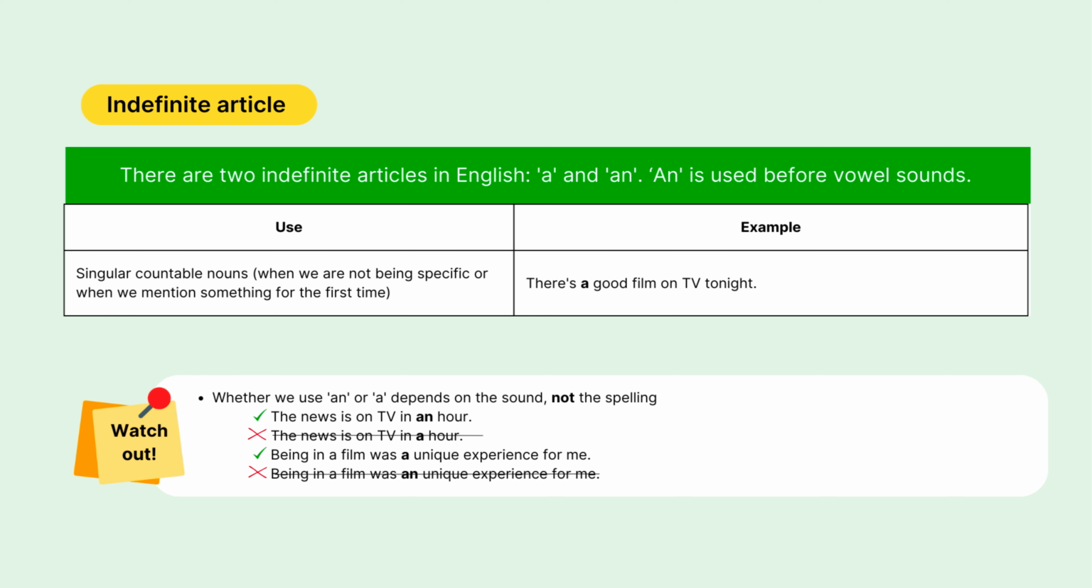Example: There's a good film on TV tonight. Watch out: whether we use a or an depends on the sound, not the spelling. The news is on TV in an hour. Being in a film was a unique experience for me.